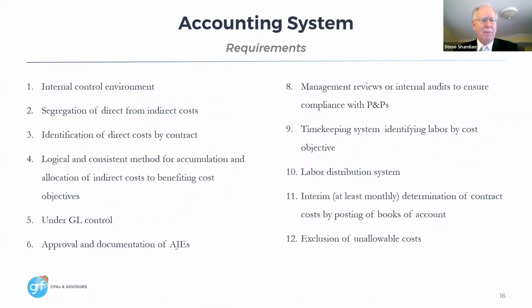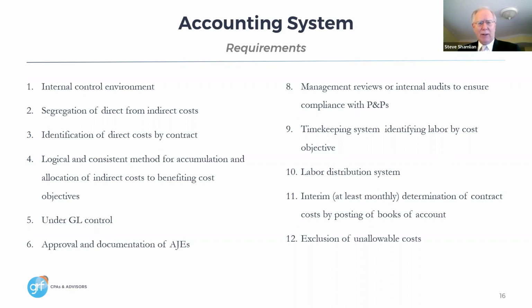Next slide, please. Okay. Again, a couple pages of requirements, and you look at these. A lot of these are motherhood and apple pie. You'll have a good internal control environment. Means that you hire good, capable people who know what they're doing. You segregate direct from indirect costs. You have a cost accounting system that includes identification of indirect cost, and logically and consistently allocates those costs to contracts. It's under GL control.